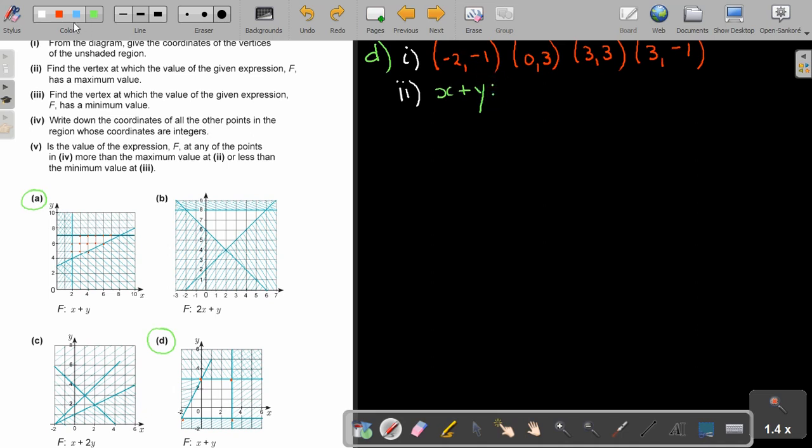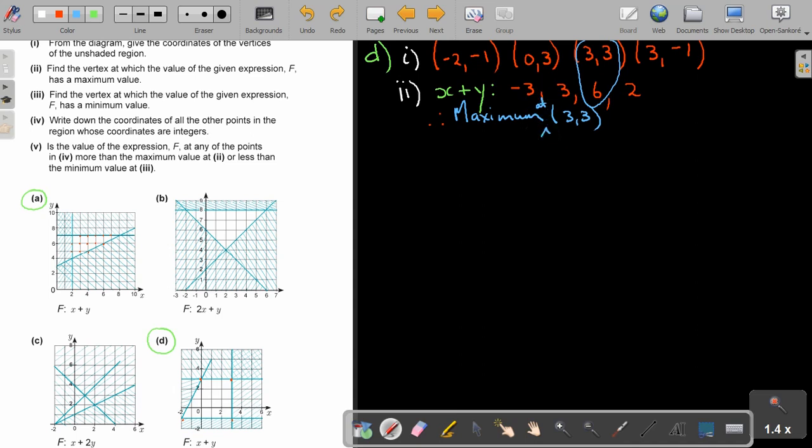So if I just look at these points, then this is going to be -3, and this is going to be 3, and this is going to be 6, and this is going to be 2. And I ask you for the maximum, so therefore the maximum will be at 6. Okay, so it will be this one, which was this one. So the maximum is at the point 3, 3.